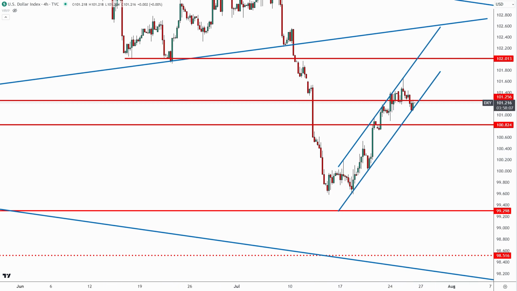But given the fact that the DXY did manage to reclaim 100.8 recently, and it's also moving within this very steep ascending channel and coming off of that support level, I am cautiously bullish on the DXY as long as that's the case. Now, if we were to see the DXY rotate lower and take out 100.8, then we are looking at that move potentially back down toward the 100 area. But for now, cautiously bullish on the DXY, and looking here at the dollar CAD.